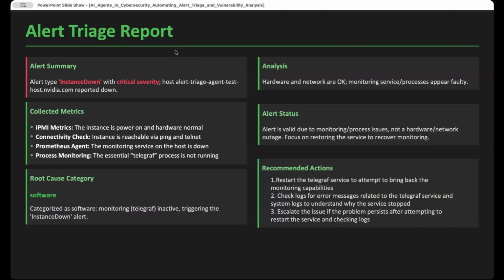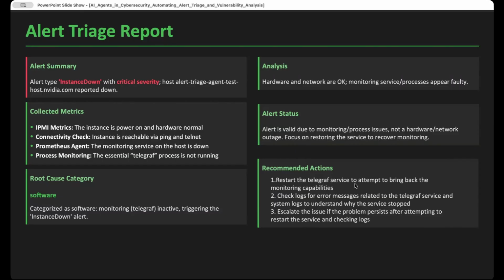Yeah, so this is what the report looks like, right? There's an alert summary saying, oh, this instance is down, and which host is reported down. And then it's going to say, this is the metrics that I have looked at, right? All of this is collected by a monitoring agent from NVIDIA. So the monitoring service on the host is down, and the root cause is the software. The analysis says, in brief, the hardware and network are okay, but I also noticed the monitoring service is down. So this is a valid alert, but it's not a hardware outage. And then the report will also contain the recommended action, right? For example, to restart the monitoring service, which they call Telegraf.